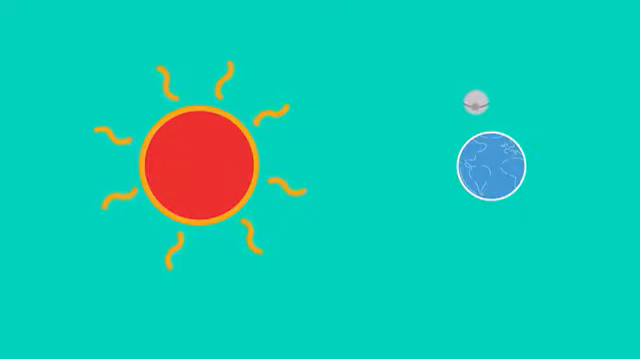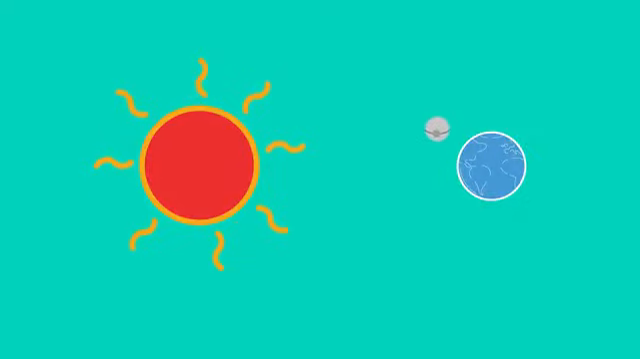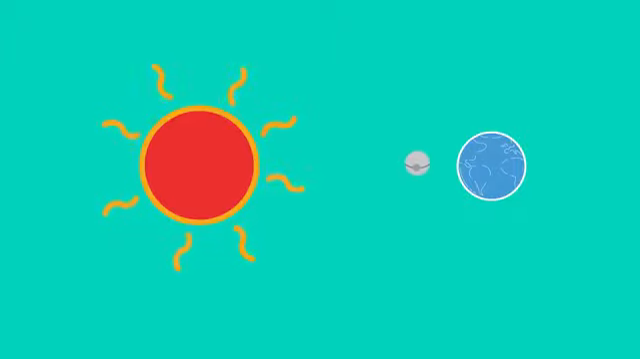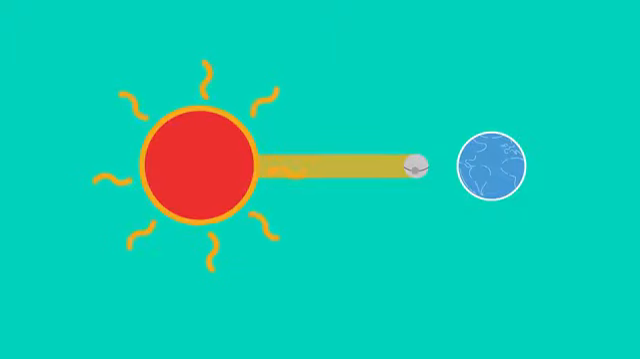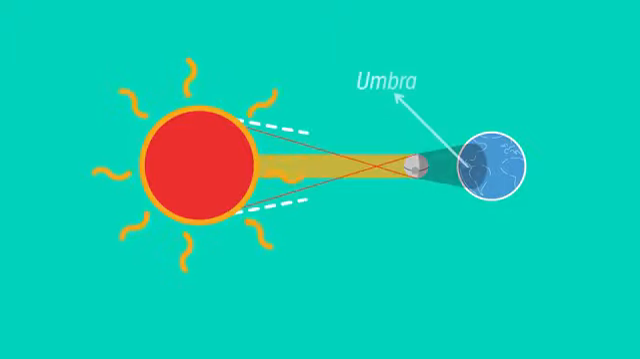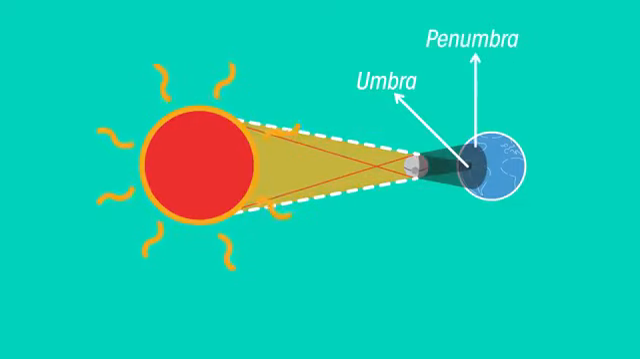During a solar eclipse, the moon passes between the sun and the earth. Light travelling in a straight line cannot pass through the opaque moon, and so a shadow is cast on part of the earth. As always, the shadow has an umbra and a penumbra region.